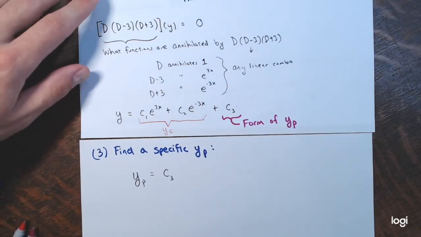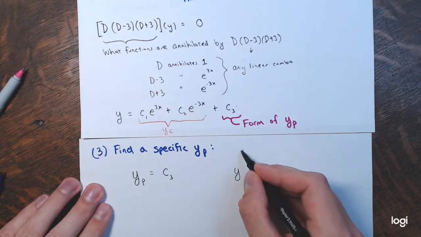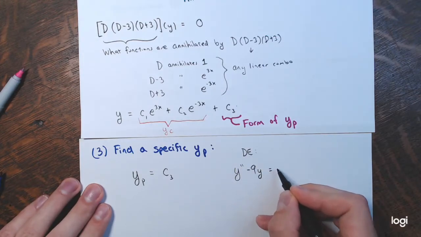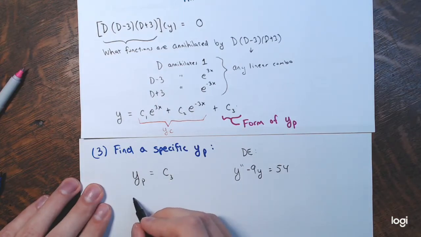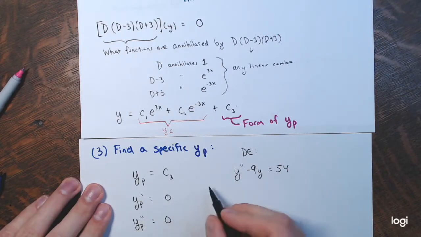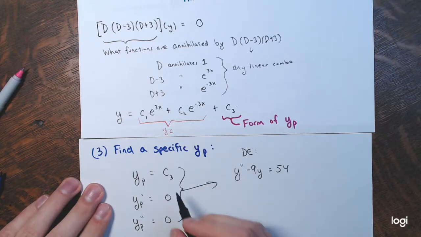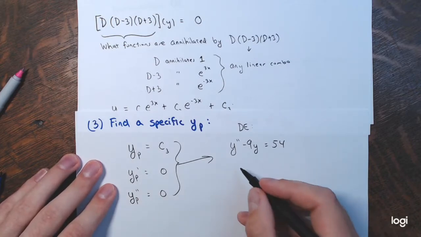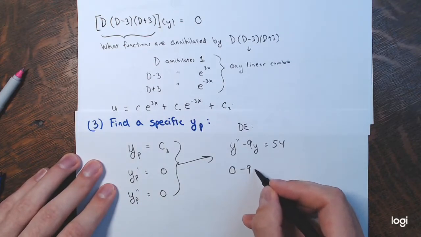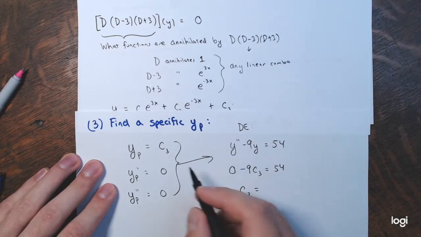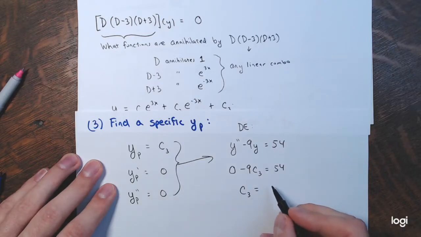Well, the differential equation, again, looks like this: y double prime minus 9y equals 54. And yp prime would be 0, so then yp double prime would definitely be 0. And I substitute these into the differential equation, and I solve for c3 to get a very specific particular solution. So I have what? 0 minus 9 c3 equals 54. So c3, this constant, this particular solution, is just negative 6.